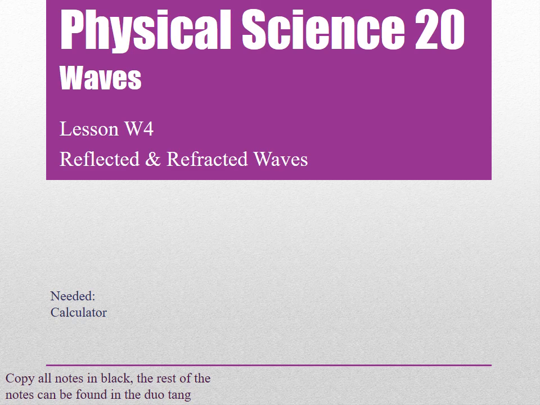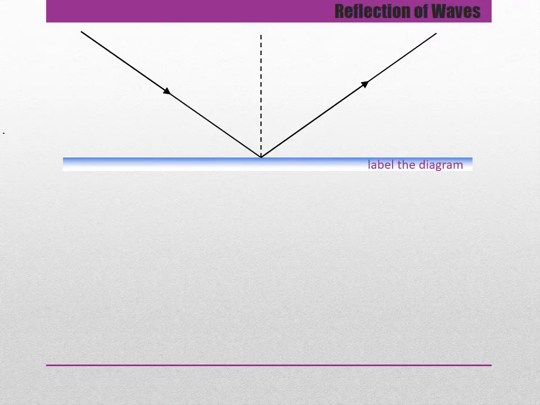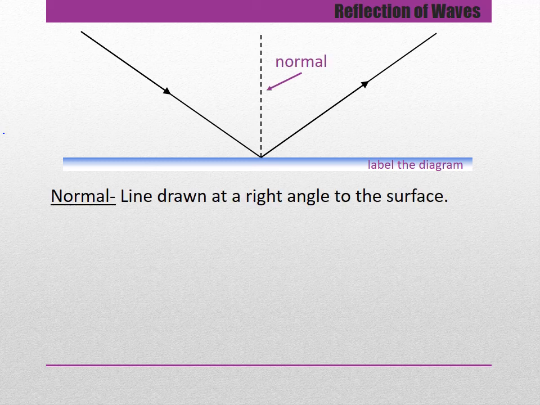Physical Science 20 Waves. Welcome to the lesson that will help you complete the assignment W4 for reflected and refracted waves. We're going to start by labeling this diagram. Normal is the line drawn at a right angle to the surface.